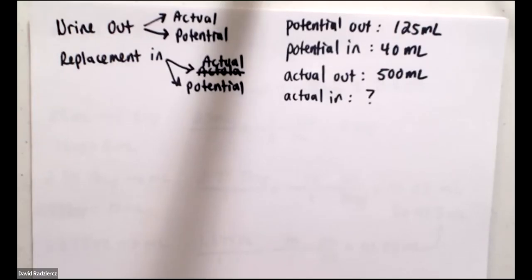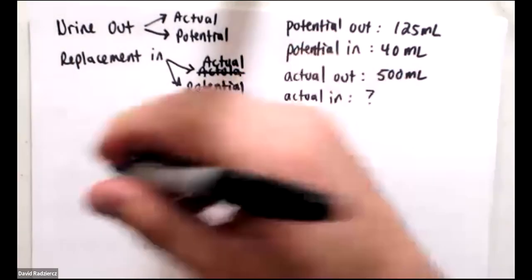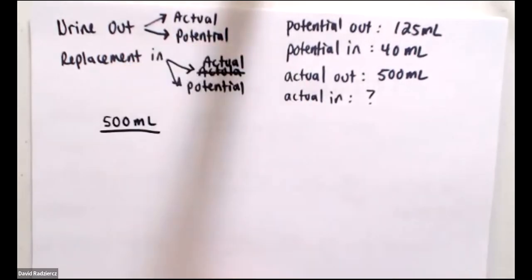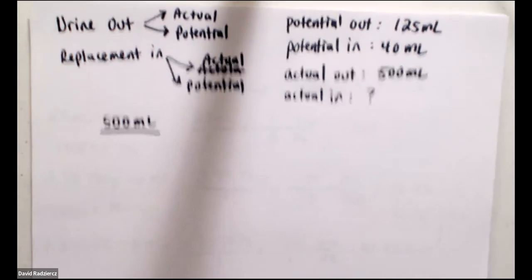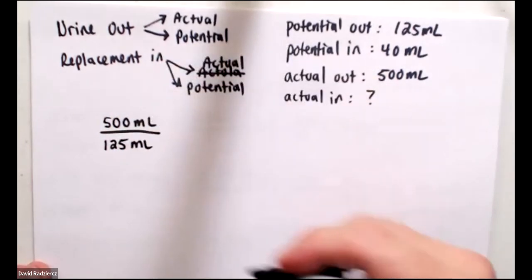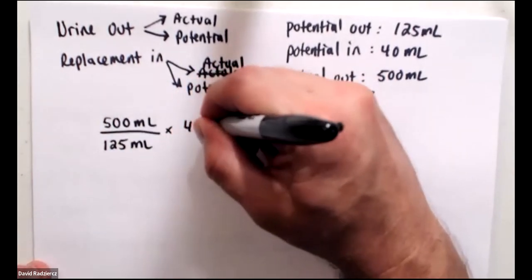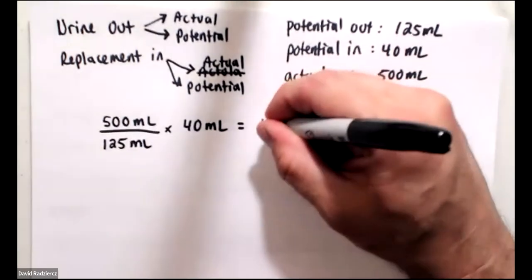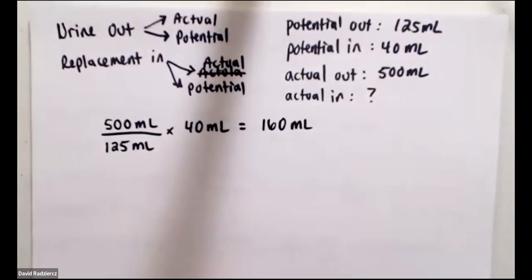the answer right. So if I'm doing the formula, I'm going to take my actual output, which was the 500 milliliters, and I'm going to divide by my potential, my theoretical, my original stated output of 125 milliliters. And then I'm going to multiply by the replacement volume. If you can do that, then you're good to go. The trick is don't mix up these two numbers. And then you'll get an answer of 160 milliliters. And that would be your replacement volume for this question.